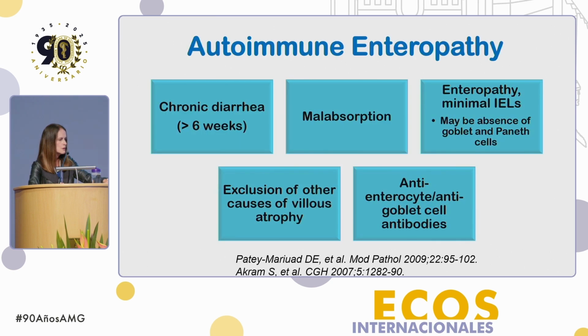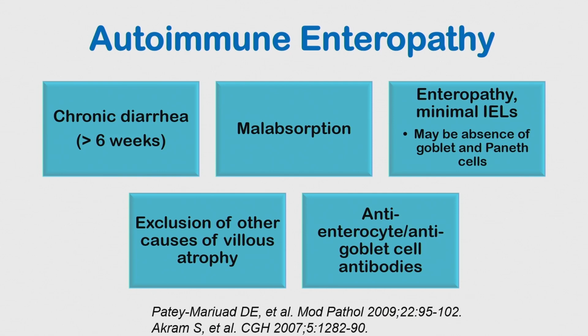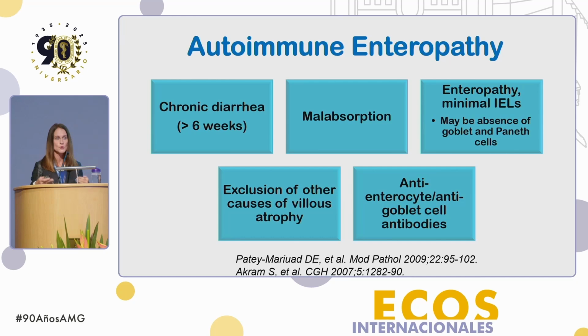Remember, those with autoimmune enteropathy will present in all of the same ways someone with celiac disease will. They'll have chronic diarrhea, they'll have malabsorption. But what's really critical is having a good histopathologist who may notice that although this patient has villus atrophy, they have very few intraepithelial lymphocytes, which is distinctly different from those with celiac disease who have an excess number of intraepithelial lymphocytes. The other thing they may notice is the absence of goblet or Paneth cells, which a very astute pathologist may notice.